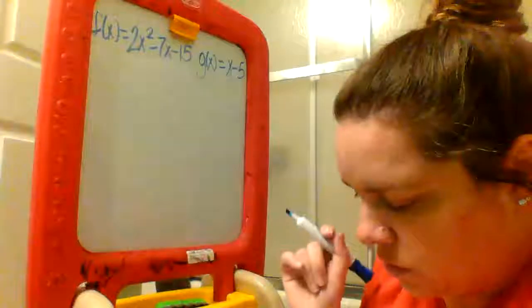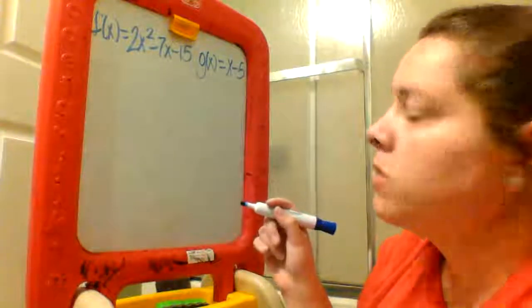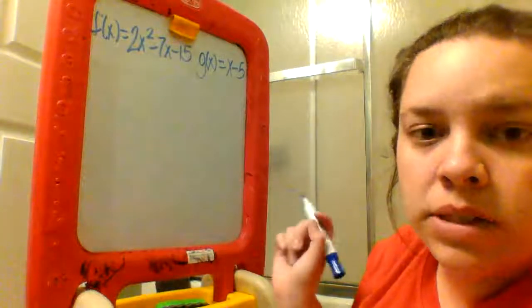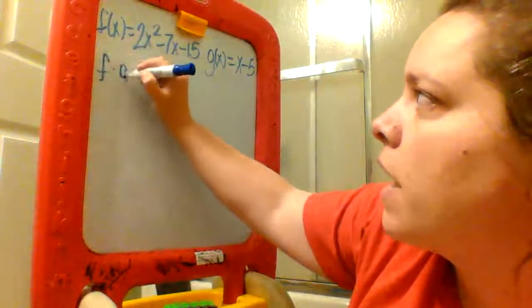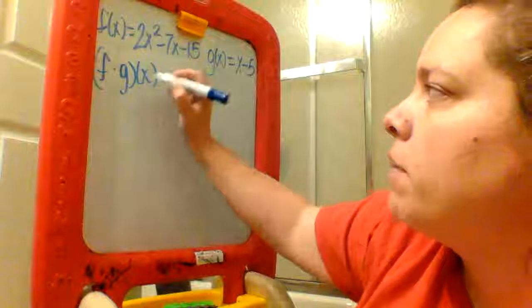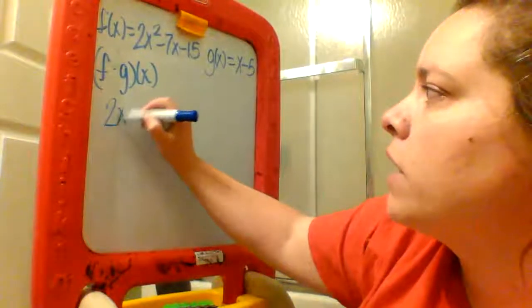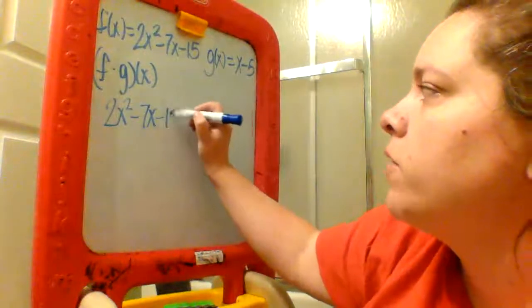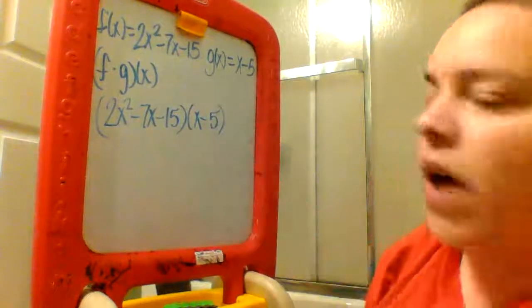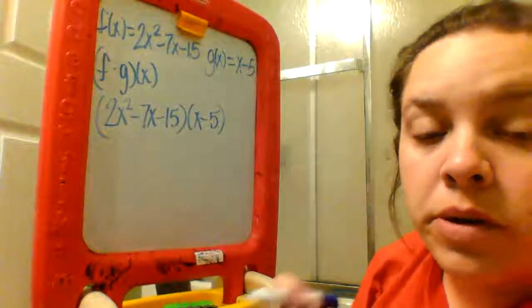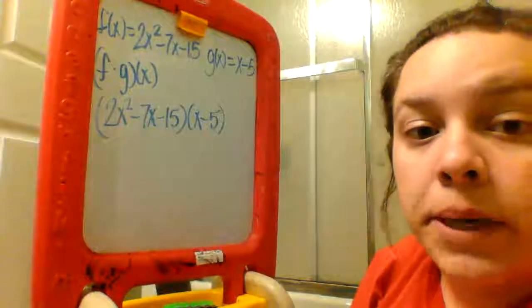So f of x equals 2x squared minus 7x minus 15, and g of x equals x minus 5. All right. So I'm first going to do f times g of x. So I'm going to take function f, which is 2x squared minus 7x minus 15, and I'm going to multiply it by g, which is x minus 5. This one I've got to triple distribute because it's a trinomial times a binomial.